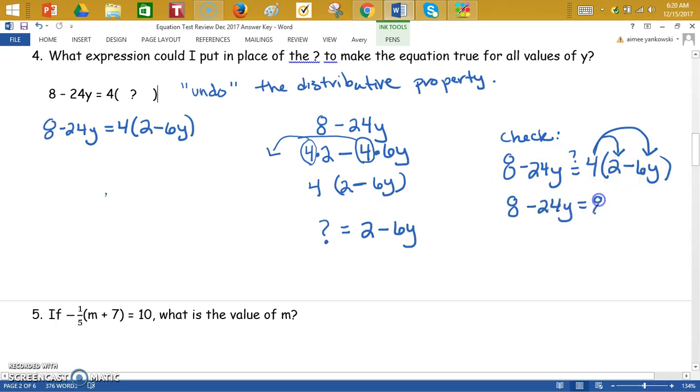4 times 2 is 8. Minus 4 times 6 is 24. Don't lose your y. Check, check. It totally works. So number 4 is just about knowing how to undo that distributive property with factoring. I hope that helps.